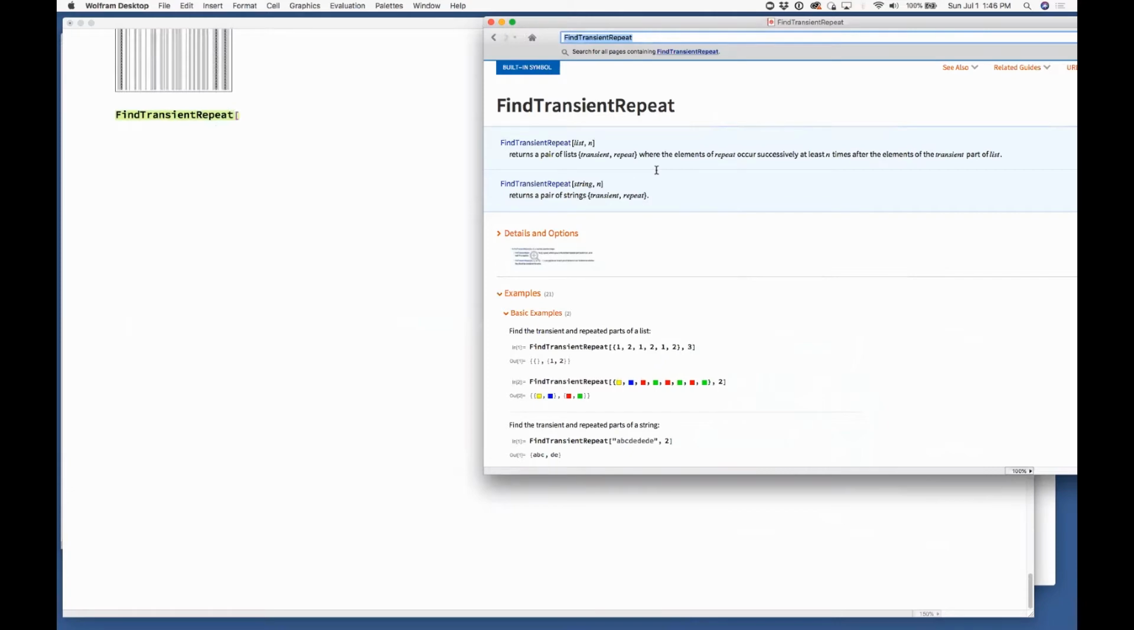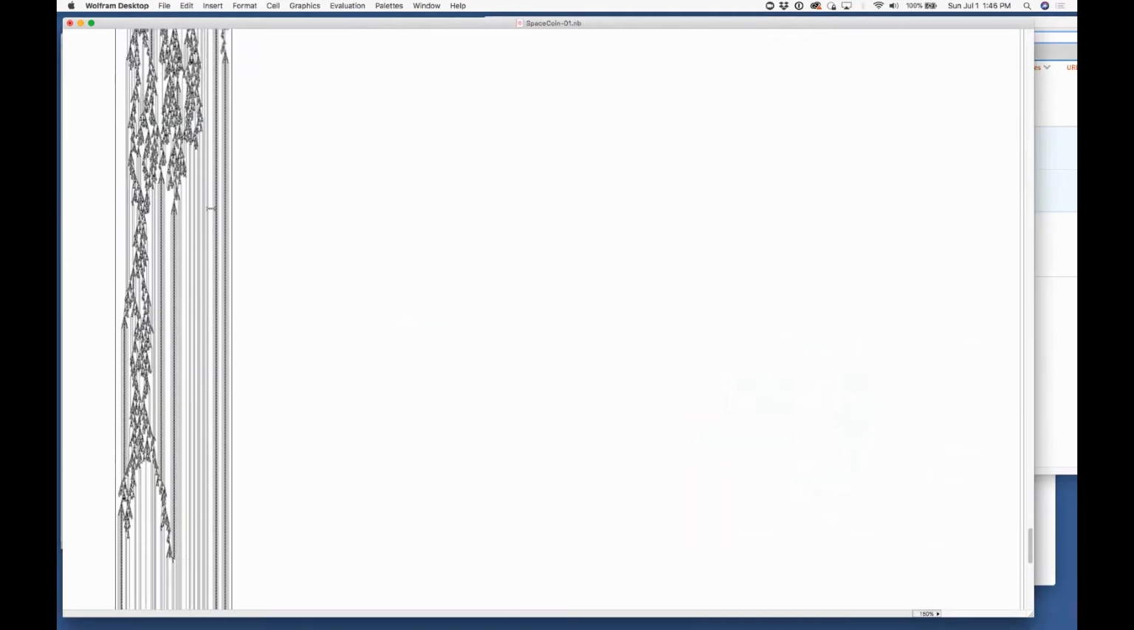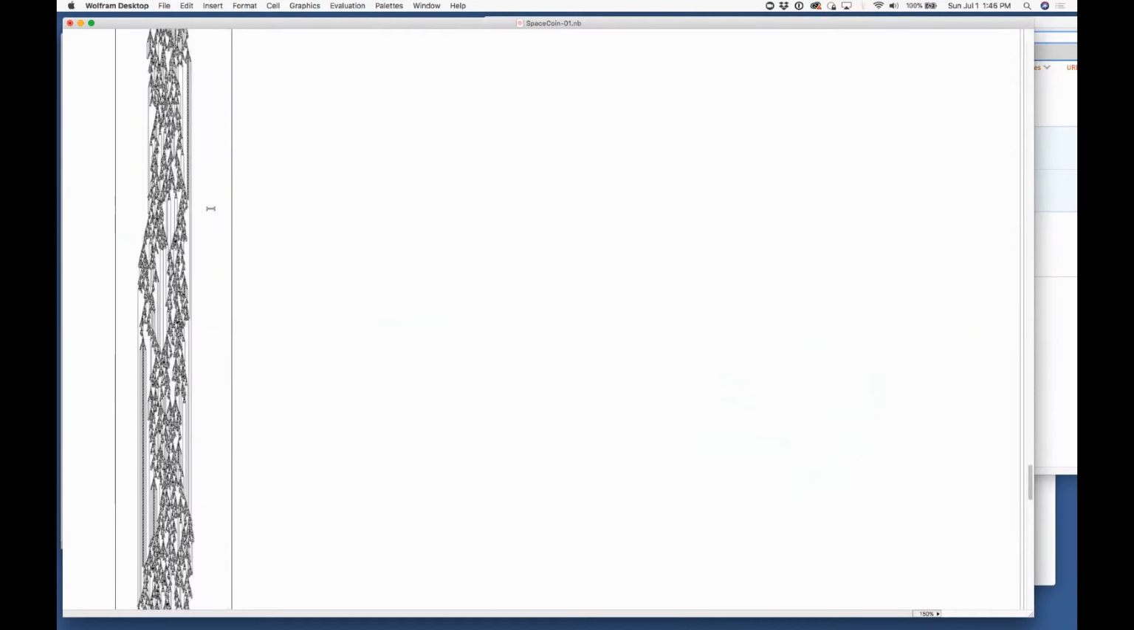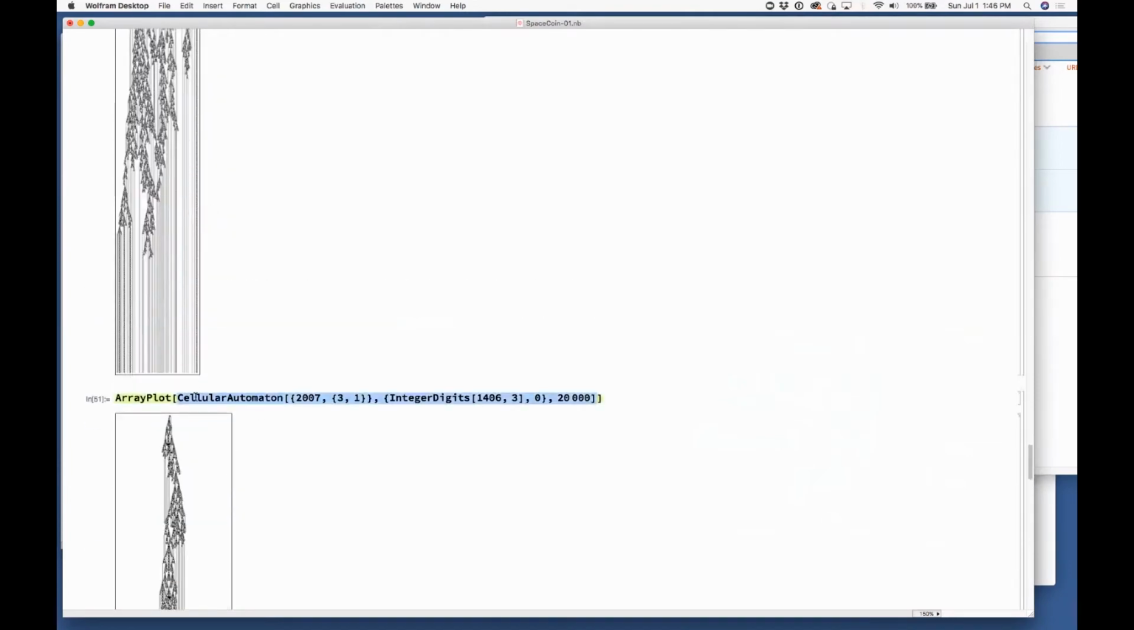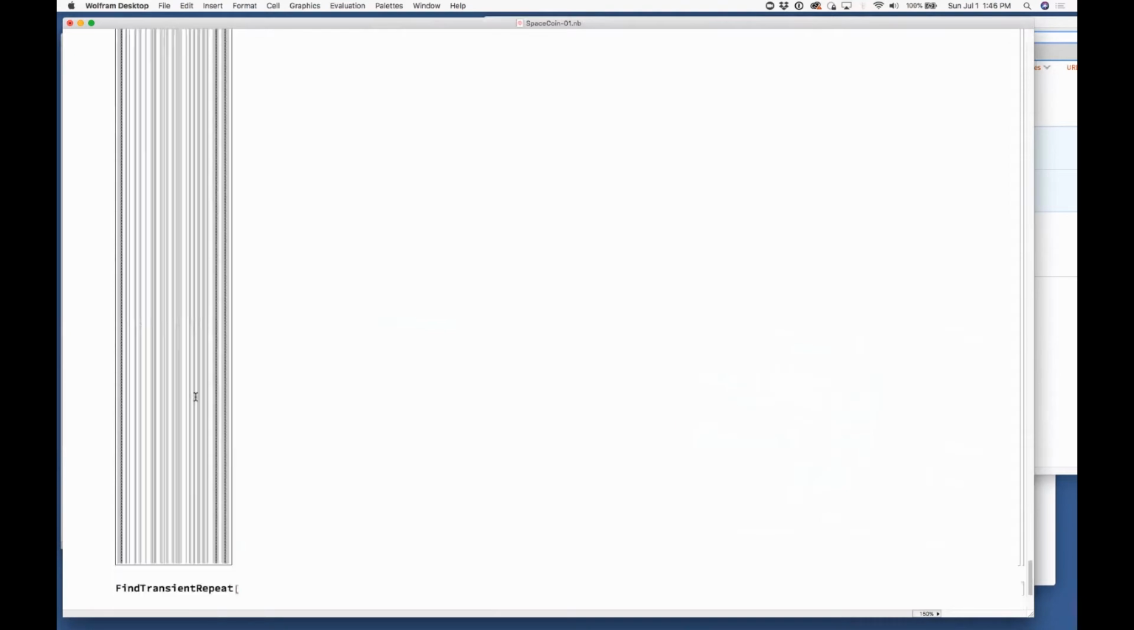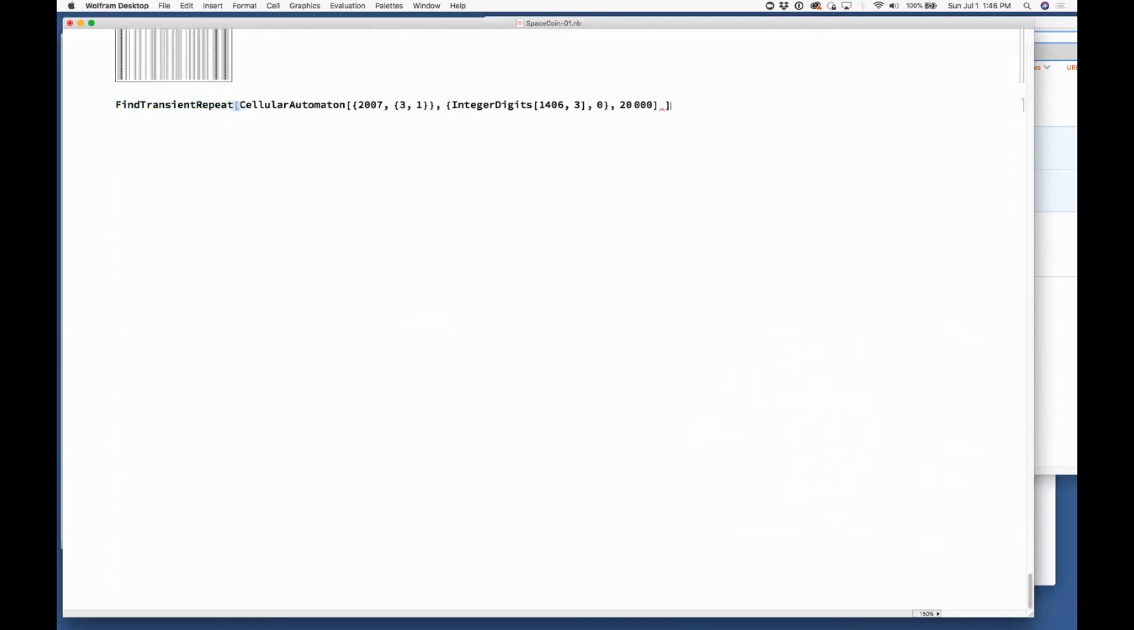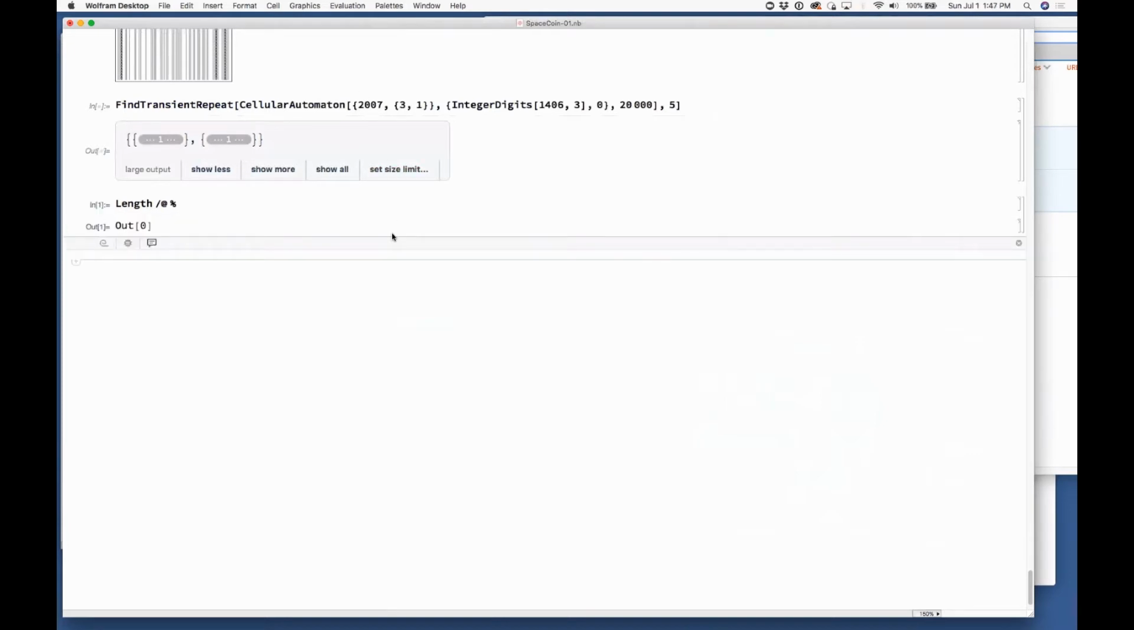Okay, all right, so if we apply FindTransientRepeat to this cellular automaton evolution, we can live dangerously and try it with the whole big one here. Let's say we have to do 5 repeats there. Can it figure it out? Very promising. Okay, so let's say length. Why is that taking forever? Oh, it crashed just as it was doing this.